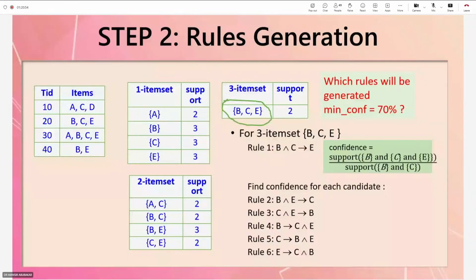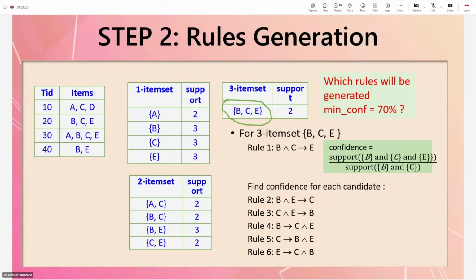So for 3 item sets, this is the process. From our previous frequent item sets, we have only one place where we have a 3 item set, with a support of 2, which is equal to the minimum support. So now for the 3 item set B, C, and E, we are going to have different rules. One rule may be B and C implies E, where there is B and C, it is implied that there is a purchase of E item.